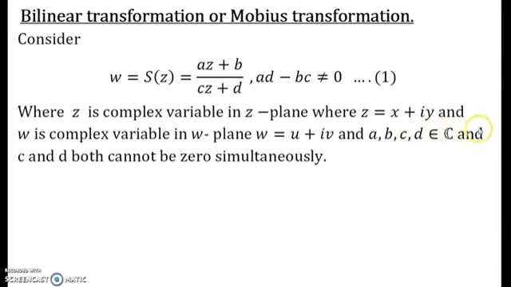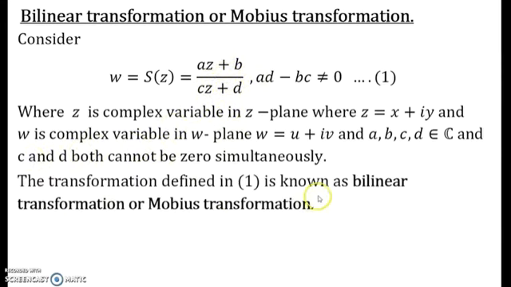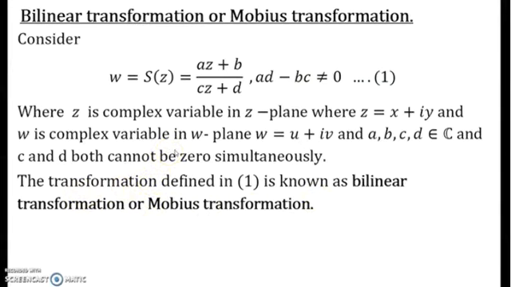And c and d both cannot be 0, because if c and d are both 0 we will get something divided by 0, that is infinity. That is not possible in mathematics. So either c is 0 or d is 0 is allowed, but both being 0 is not allowed. The above transformation is defined as a bilinear transformation or Mobius transformation.